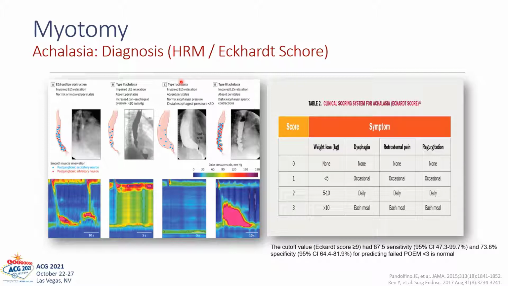Now here we have type 1 achalasia in the middle. What's unique here is there's a very low esophageal pressure throughout the body, with pressures less than 30 millimeters of mercury. In type 2 achalasia, we have panesophageal pressurization, where the pressures are greater than 30 millimeters of mercury. And in type 3 achalasia, we have distal esophageal spasms. The Eckardt score is a symptom score that's helpful for tracking progress of patients, and it includes weight loss, dysphagia, retrosternal pain, and regurgitation. A score of less than 3 is considered normal, and a score of 9 suggests the patients might not respond as well to POEM.